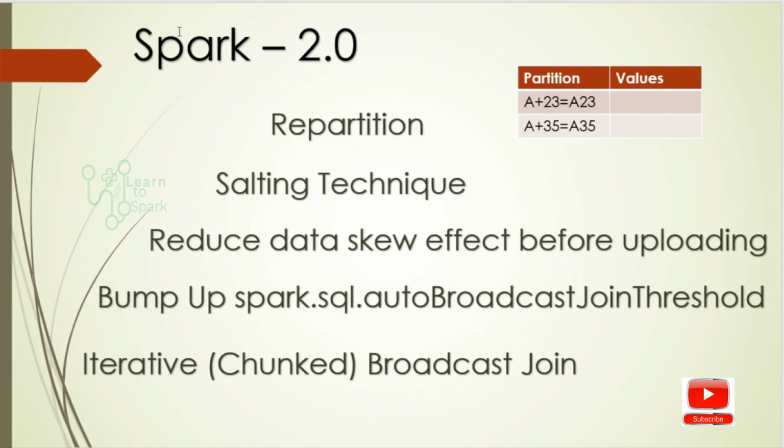And the final option is the iterative broadcast join. In iterative broadcast join, the comparatively larger data set is sliced into smaller chunks, and each chunk is broadcasted to join it with the huge volume of data. Finally, all the results are unioned into a single data set. With the help of this, we will be able to overcome the skew.